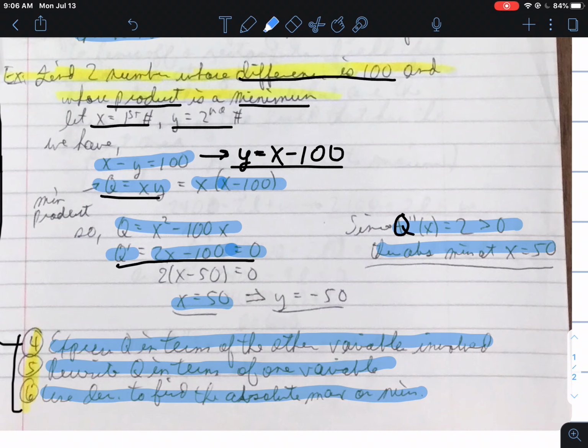The difference between those two is 100, and this is telling us also that the product of those two would be the smallest possible product for two numbers whose difference is 100. That's how optimization problems work, okay?